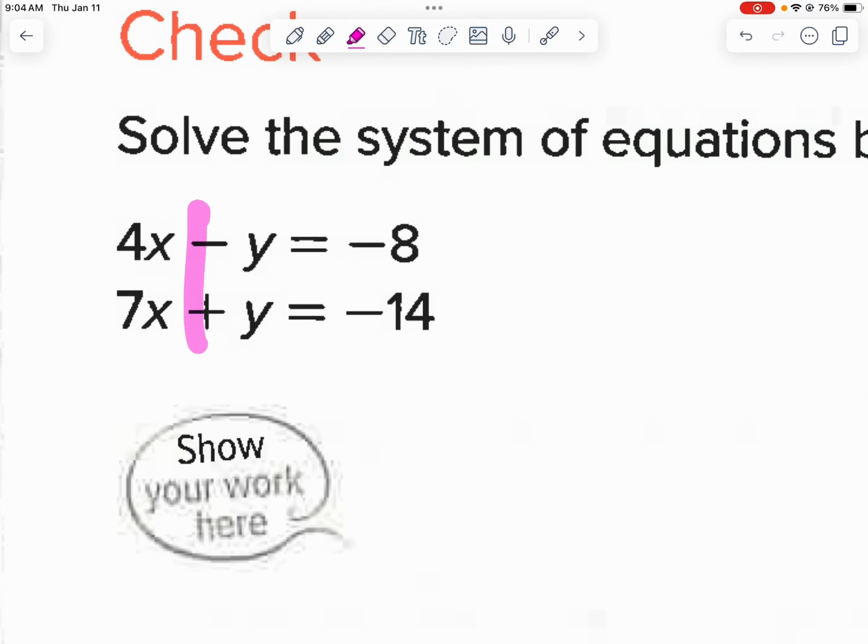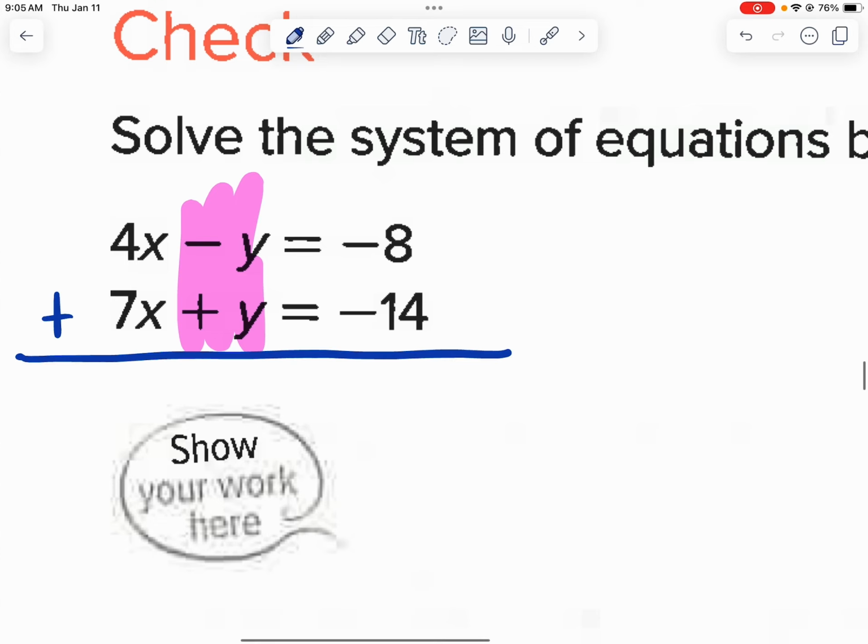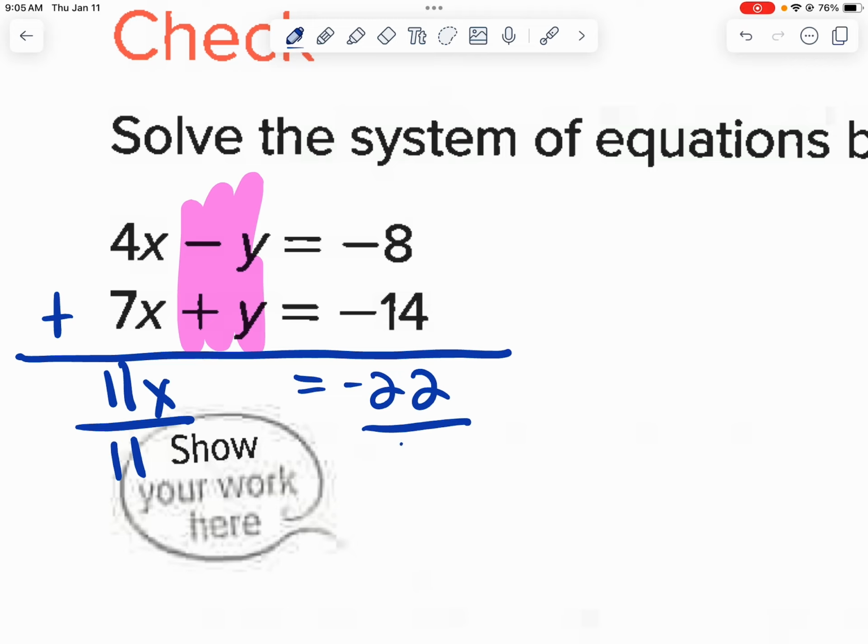Here, if you look at this, these two are opposites of each other, so we're going to add straight down. That would get me 11x. Those would go away, negative 22. Divide by 11 on both sides, and I get x equals negative 2.